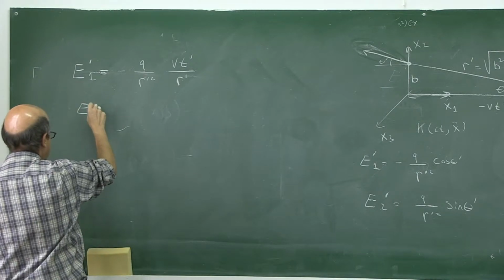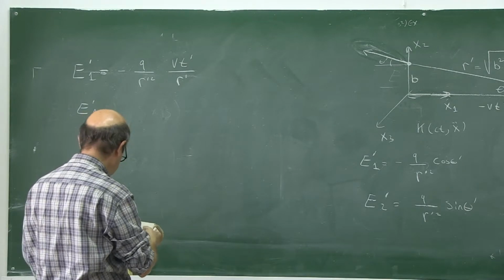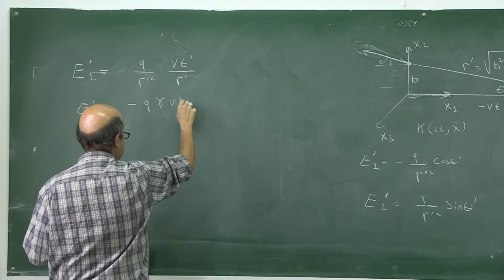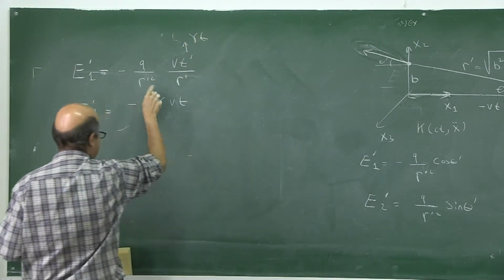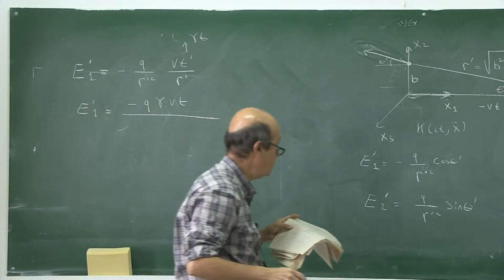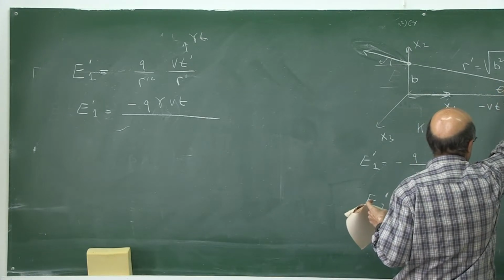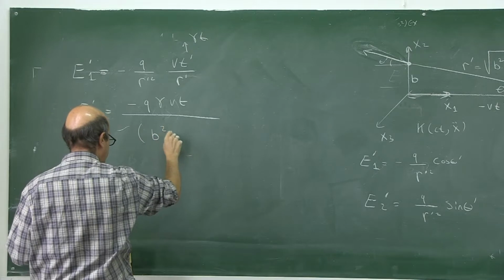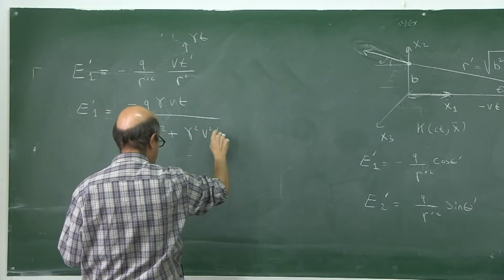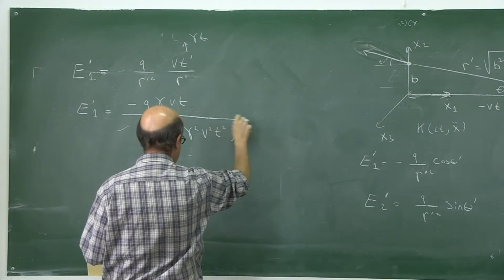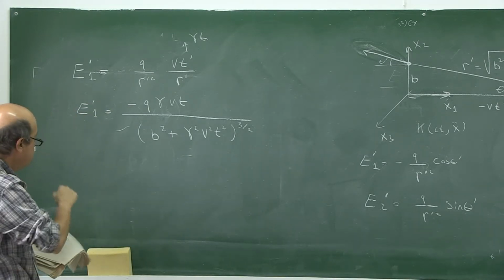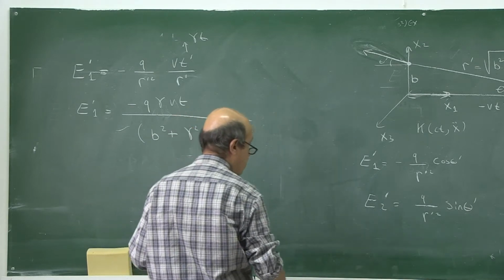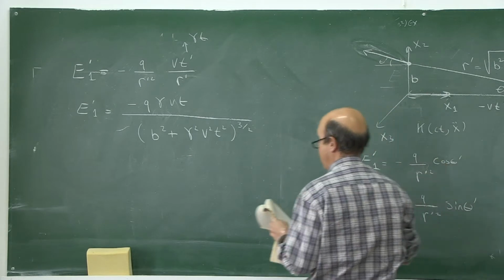E1 prime, the x component of the field seen in the moving frame, will be minus q gamma vt, because t prime is gamma t, divided by r prime cube, and r prime is the square root of b square plus gamma vt square, because t prime is gamma t. So that is equal to b square plus gamma square v square t square to the power 3 over 2. So this is the x component of the field seen from the moving frame. For the y component, instead of sine theta prime, you can write what? b over r prime. So that will be the following.